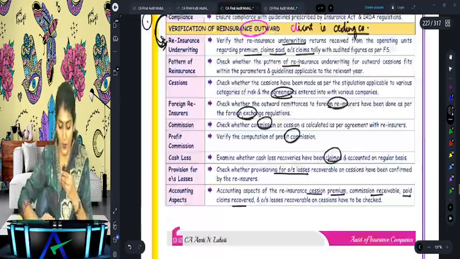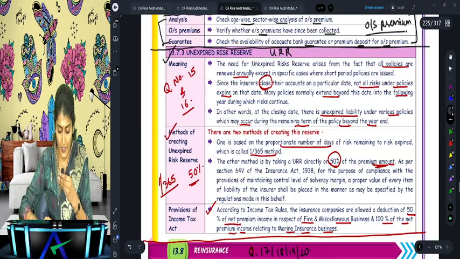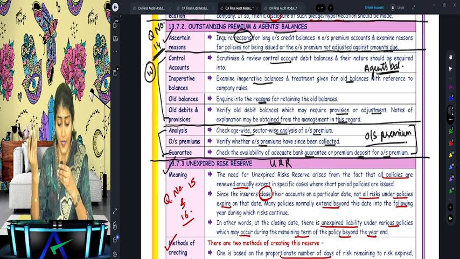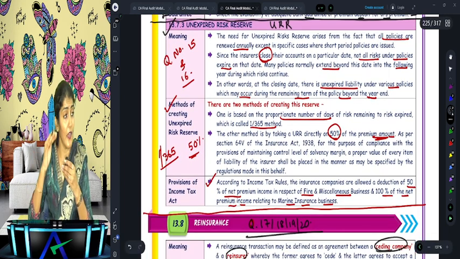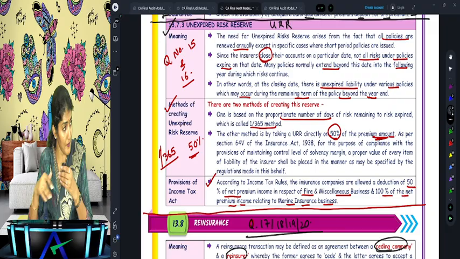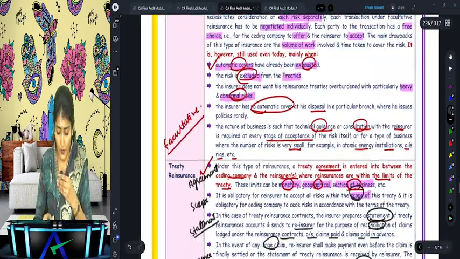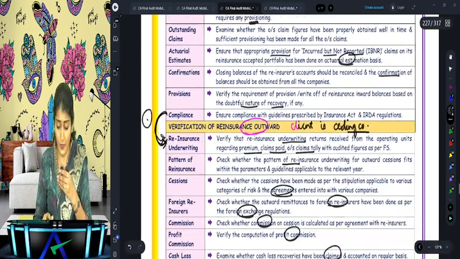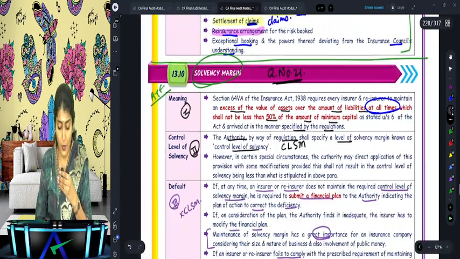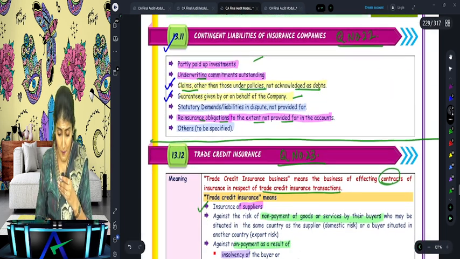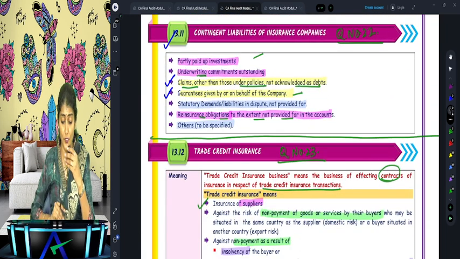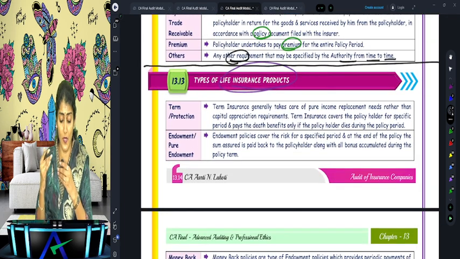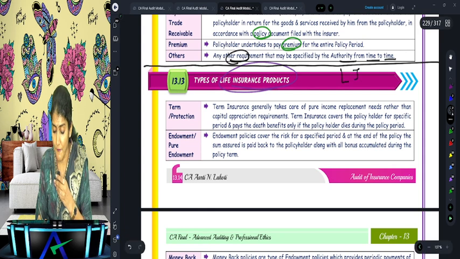Okay, right, so what have we discussed over here? In the balance sheet items, we started with the investments. Then we studied outstanding premium and the agent's balance. Then we studied the unexpired risk reserve. So that completed the balance sheet items. Then we talked about the reinsurance and the co-insurance: reinsurance inward, reinsurance outward. Then the co-insurance, then the solvency margin, then the contingent liabilities of insurance company, and then the trade credit insurance. Right, so now we will come to the discussion regarding the life insurance companies.